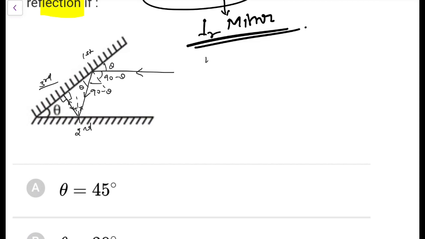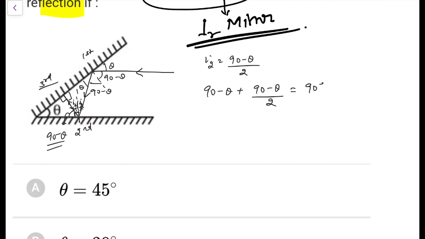So this angle, let's call it I2. This I2 would be (90 minus theta) over 2, and this is theta, this is 90, so this angle is again 90 minus theta. So as per geometry, this 90 minus theta plus I2, which is (90 minus theta) over 2, equals 90 degrees, because this complete angle would be 90 degrees.